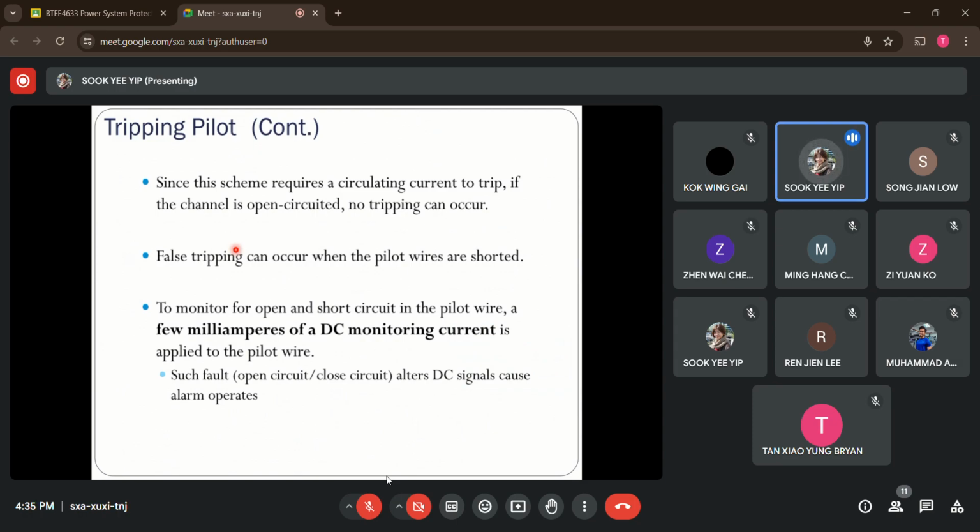So how can we monitor if we have a problem with the communication channel? To see if there is an open circuit or short circuit condition on the pilot wire, we apply a few milliamps of DC monitoring current through this pilot wire. As a result, whenever there is a change in these DC signals, this indicates that we might have an open circuit or short circuit condition on the pilot wire, and hence it will trigger an alarm to alert the operators. Okay, so this is for the tripping pilot's mode of operation.